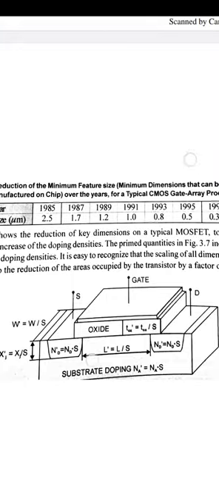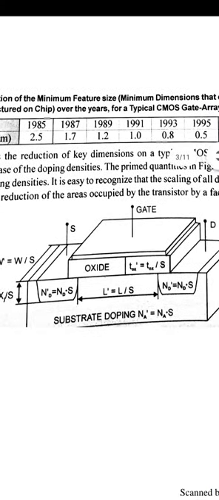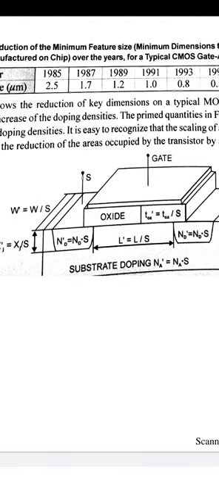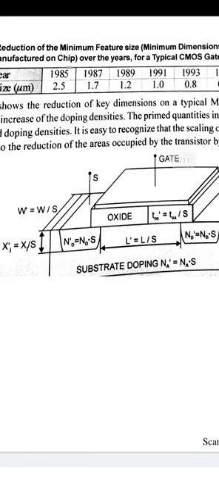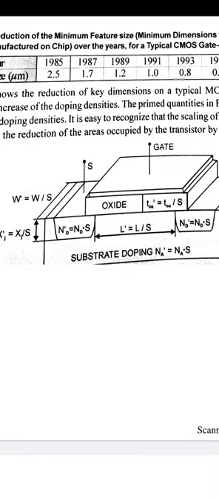I will also explain the scaling of the MOSFET when we scale down by a factor of S, and I will show the diagram. In this diagram we have the gate, source and drain, with the different widths. The width is scaled down by a factor of S, and so is the length between the drain and source, that is, L' equals L divided by S.